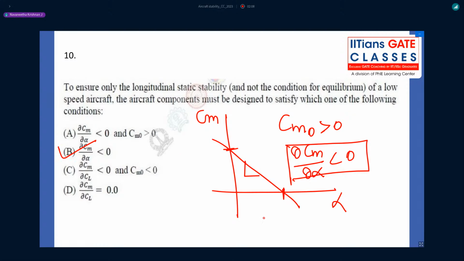If we have to ensure equilibrium also, then option A is correct. If we have to only achieve longitudinal stability but not the condition of equilibrium, the second condition itself is enough. That is, ∂Cm/∂α less than 0 is itself enough.